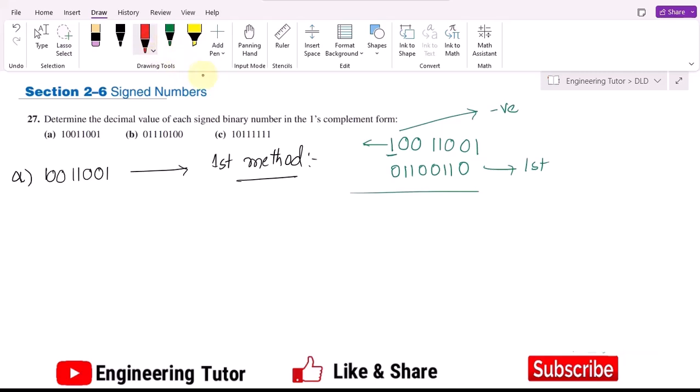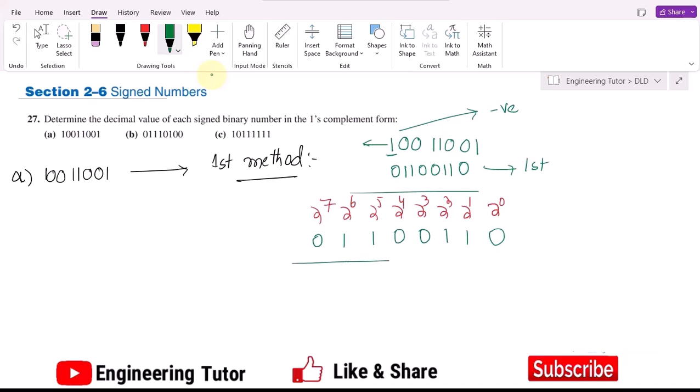So again, the binary equivalent of it will be how much? Writing 2^0, 2^1, 2^2, 2^3, 2^4, 2^5, 2^6 and 2^7. Now writing the bits here, this is 0 1 1 0 0 1 1 0. Multiplying each term with the corresponding bit, I will get 2 here, this is 2. This 1 multiplied by 4 is 4, this will be 0, this will be 0.